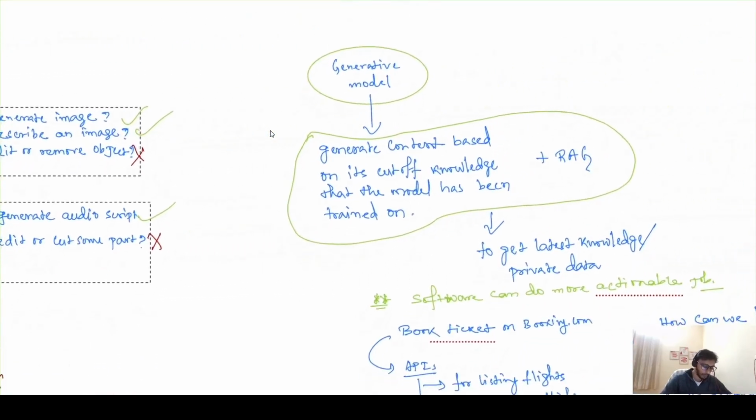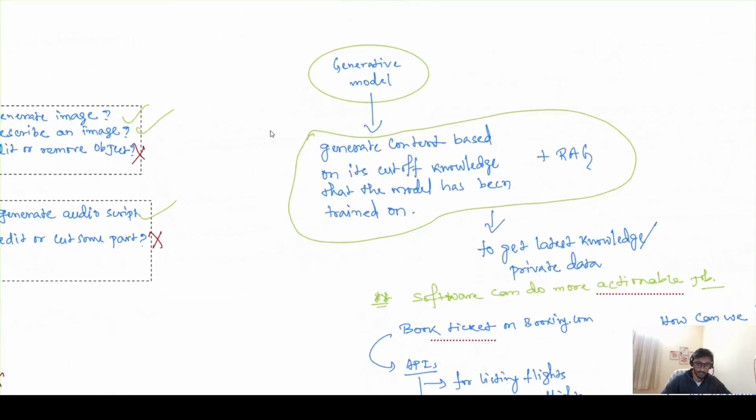Why is it not possible with this generative model? Because they are static. What does it mean by static? They can generate content based on the cutoff knowledge that the model has been trained on, right? So it cannot do any actionable job. It can just generate something.